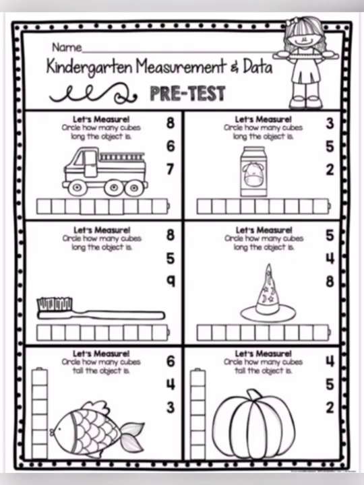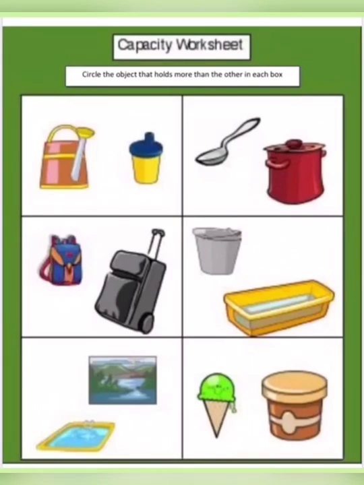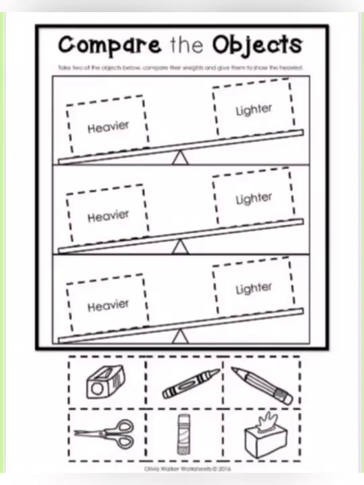Like for the fish, you need the height, while for the hat, you need the length. Now, for that one, you will see that you want to measure to check the capacity, and you're going to circle only the one that holds more. For the last one, you will cut and paste the pictures according to the heavy and the light object.